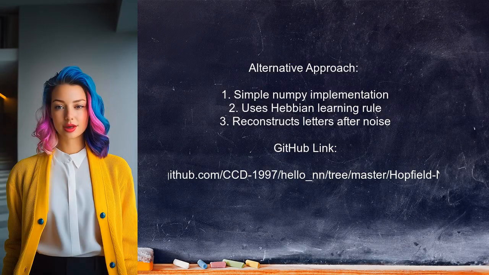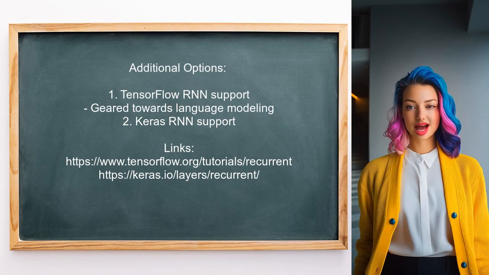One user has shared a simple NumPy implementation of a Hopfield network. This approach uses the Hebbian learning rule to reconstruct letters after noise is added. You can find the code at the provided GitHub link. Additionally, for different use cases, TensorFlow supports a general recurrent neural network architecture, which is mainly aimed at language modeling. Keras also provides support for RNNs.